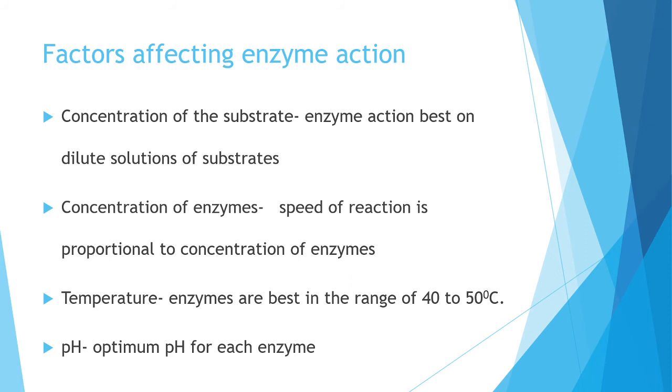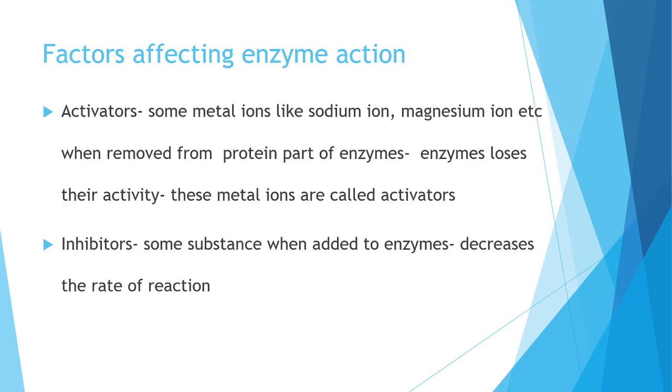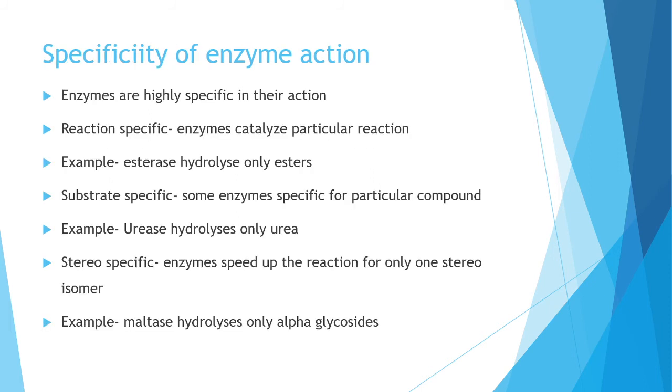Enzymes are best in the range of 40 to 50 degrees, and an optimum pH is needed for each enzyme. And there are two more factors, that is activators and inhibitors. And the next one is the specificity of enzyme action. These enzymes are highly specific in their action. That means each enzyme has a particular role. There are three types of specificity: reaction specific, substrate specific, and stereo specific.